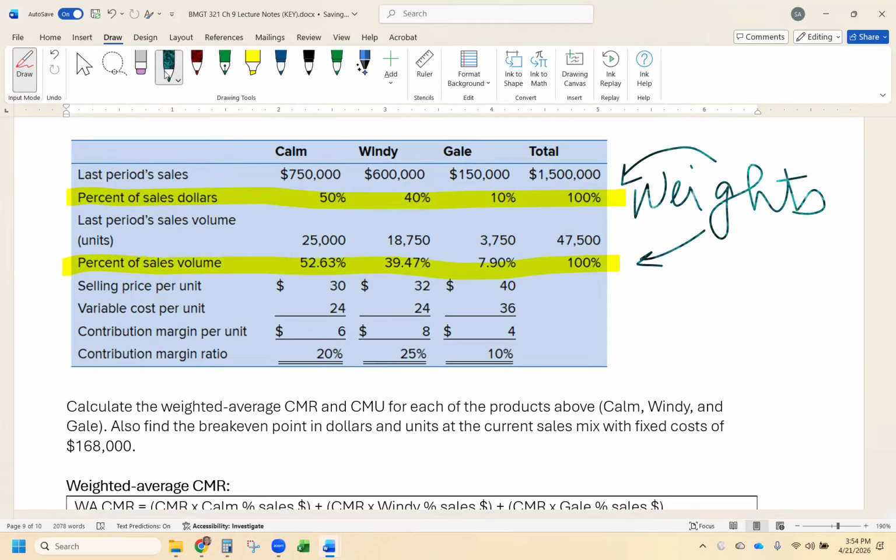And then here's the individual contribution margin ratios for each product, and the individual prices, variable costs, and contribution margins for each product. So Calm, we make $6 for every unit we sell that goes toward our fixed cost and profit. Windy, we make $8 for every unit towards our fixed cost and profit. And then Gale, we only make $4. So we would hope we'd sell a lot of Windy, because that one's the most profitable for us. It has the lowest variable costs. So we want to sell as much of that as possible. So a lot of your low variable cost items, that's good.